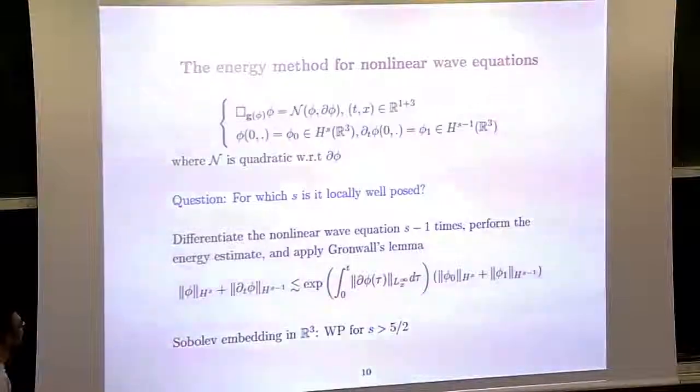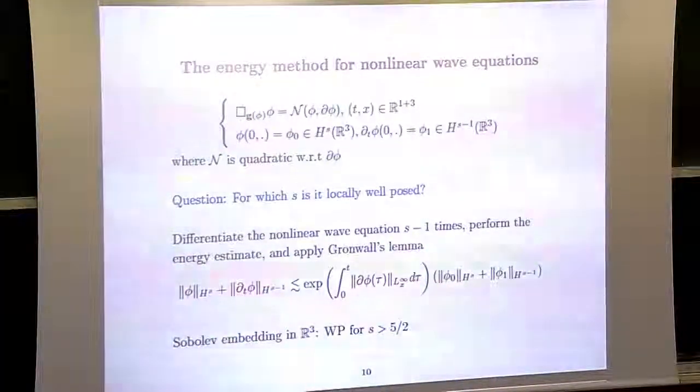For this lecture, we'll take just a model problem of a simple nonlinear scalar wave equation. In principle, it's a system, and there is a gauge freedom, so it's more complicated than that. But let me just consider a scalar wave equation for the purpose of simplicity of the exposition. So you have the d'Alembertian g of phi, acting on phi.